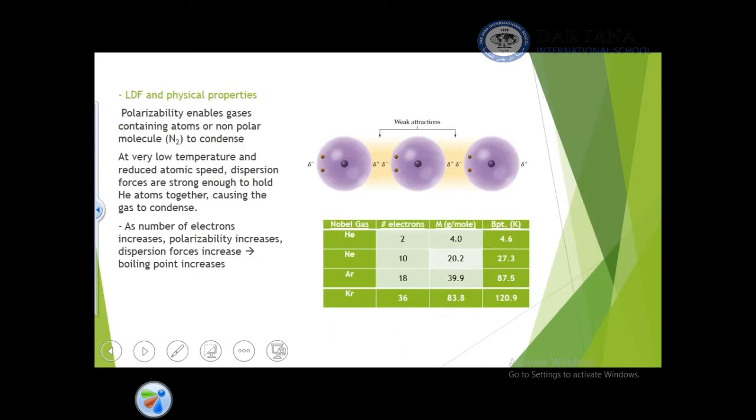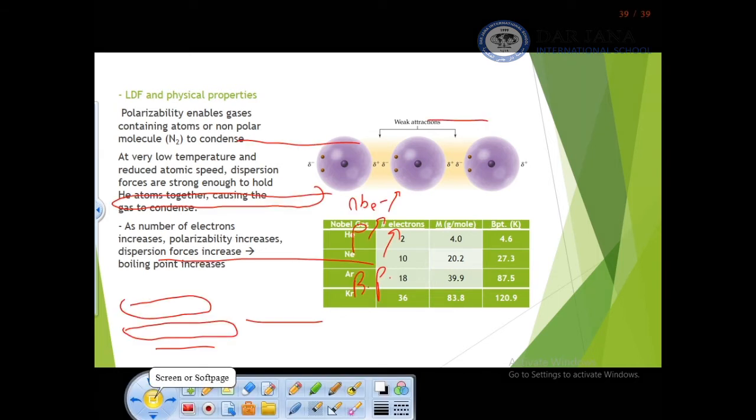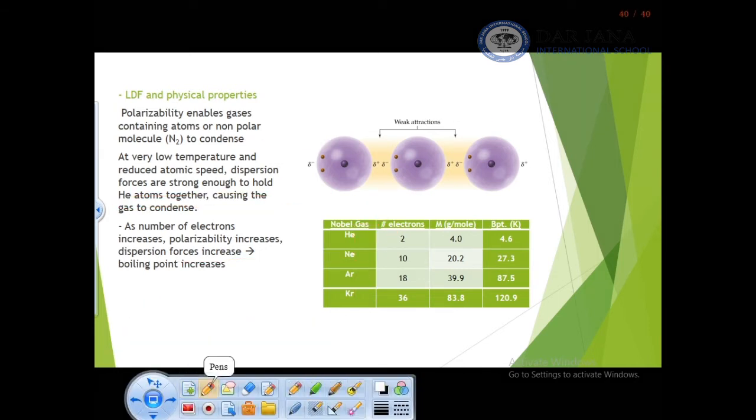Let's move to LDF and physical properties. Polarizability enables gases containing atoms or non-polar molecules like N2 to condense. At a very low temperature and reduced atomic speed, dispersion forces are strong enough to hold He atoms together, causing the gas to condense. As the number of electrons increases, the polarizability increases, so dispersion forces also increase and the boiling point will increase.